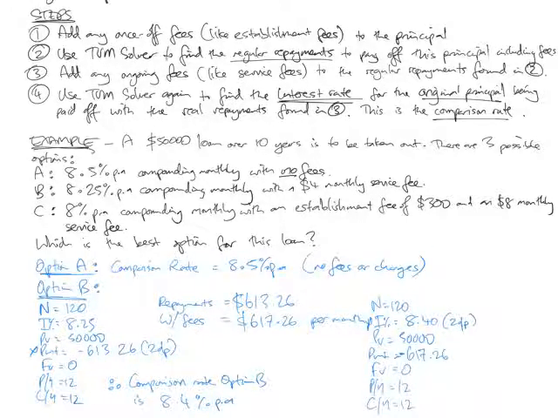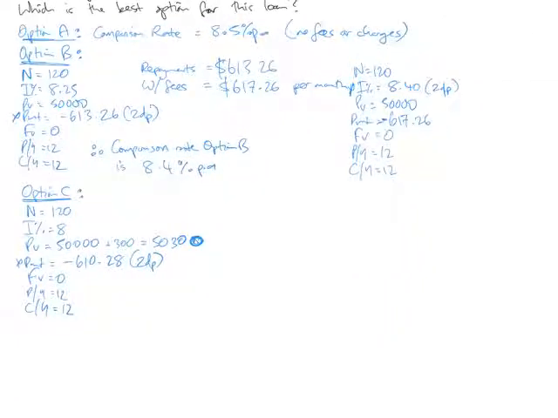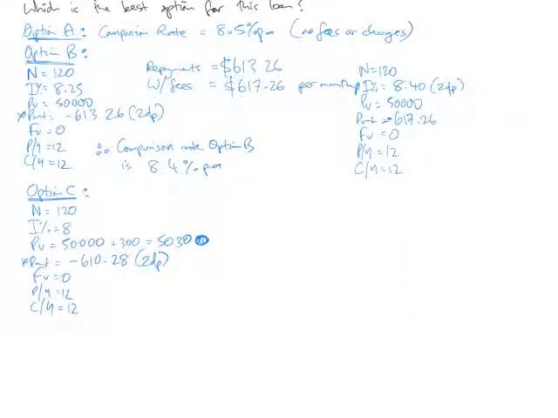Step 3, add any ongoing fees like service fees to the regular repayments found in 2. So the service fees for option C are $8 every month. So with fees is going to be $618.28. You are paying off this home loan for $50,000 with repayments of $618.28, and you paid $300 on top of that as establishment fee.